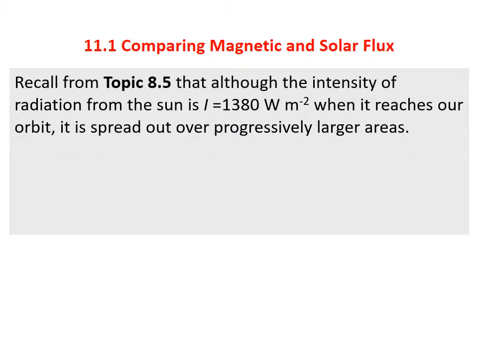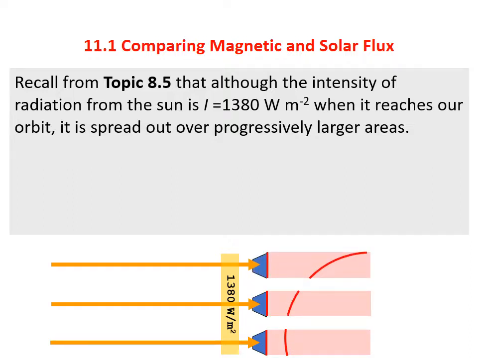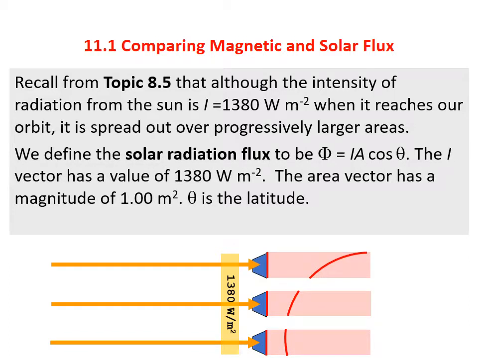Recall from topic 8.5 that although the intensity of radiation from the sun is 1380 watts per meter squared, when it reaches our orbit, it spreads out over progressively larger areas. So these yellow arrows represent the intensity of the sunlight. This sunlight reaches our planet, and you notice that as the angle changes or as the latitude changes, the amount of this sunlight reaching the surface area changes.